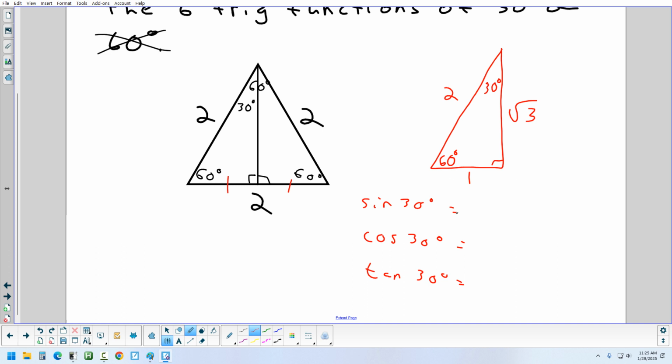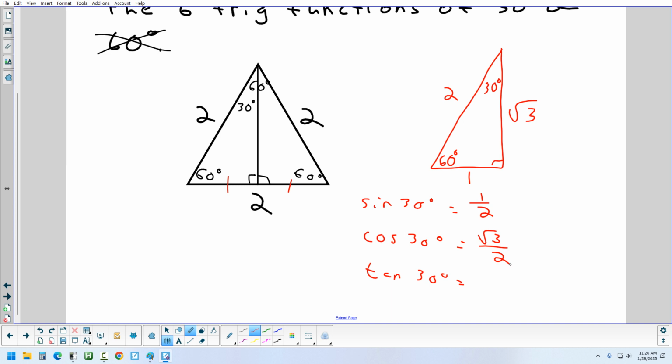I think we did the sine of 30 earlier when I was showing you similar triangles. What's the sine of 30? Okay. Is it like that? Yep, sine is a half. What's the cosine of 30? Yeah, root 3 over 2. And how about the tangent of 30?